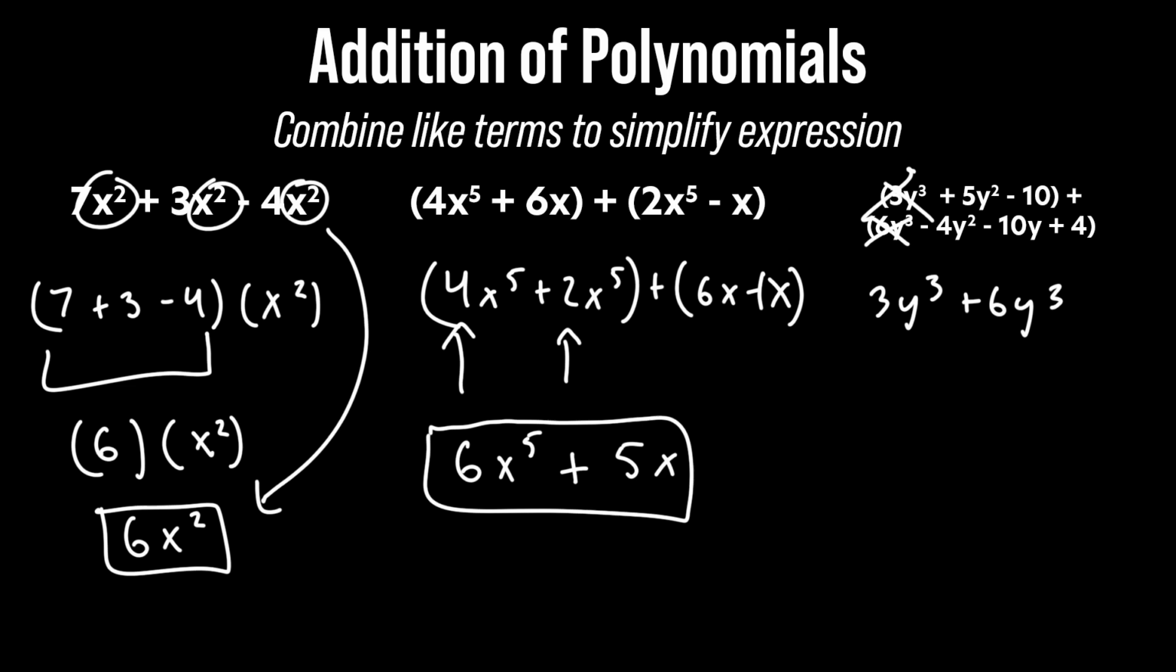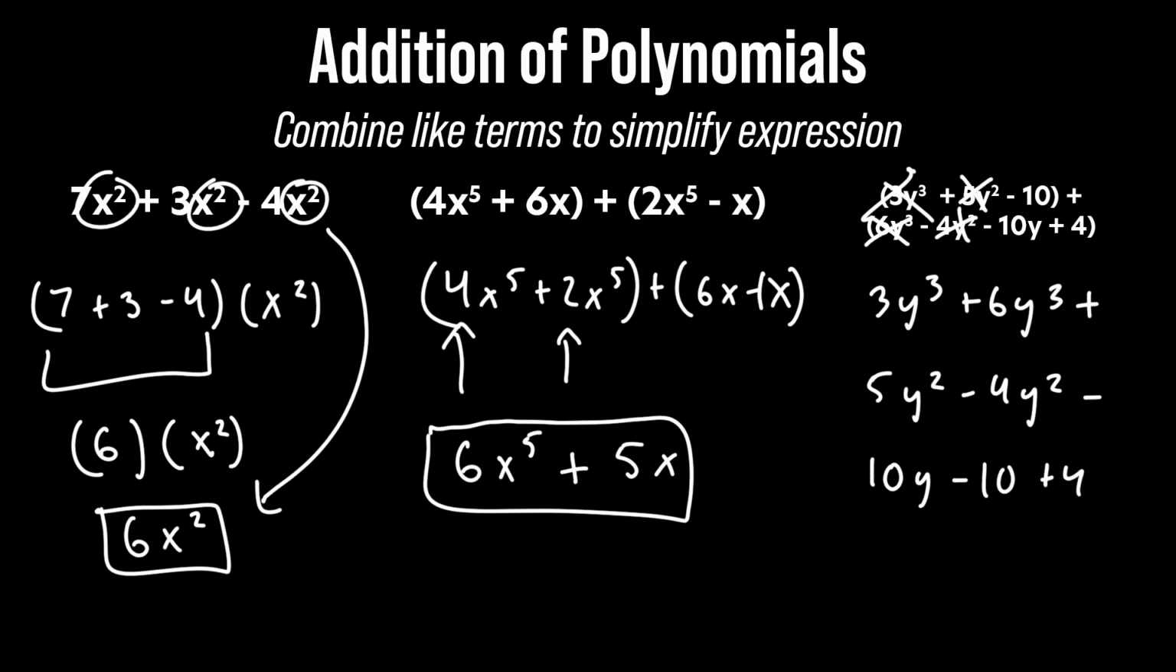Then we have plus 5y squared minus 4y squared. So that covers the squared. And then we have minus 10y. And then we have minus 10 plus 4.